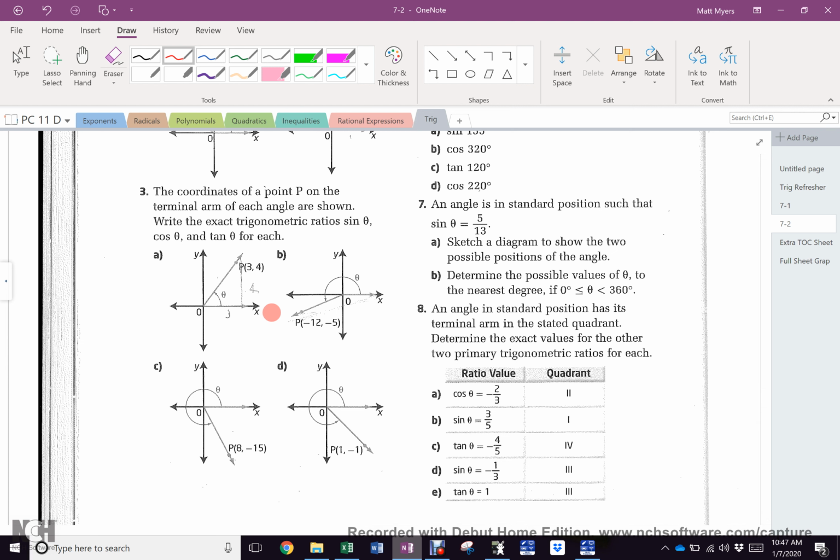So for 3, sine is what? 4 over 5. Cos is 3 over 5. Tan is 4 over 3. B: sine is negative 5 over 13. Cos is negative 12 over 13. And tan is 12 over 5, because they're both negative, so you get a positive, yes?